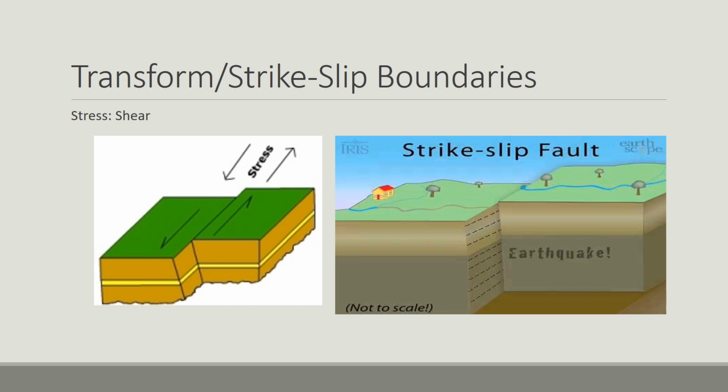Another type of boundary we have is our transform or strike slip. And in your text, they do talk about the difference between transform and strike slip, and transform being a specific type of strike slip boundary, sorry. But really what we're looking at here is we have two plates that are trying to slide past each other.